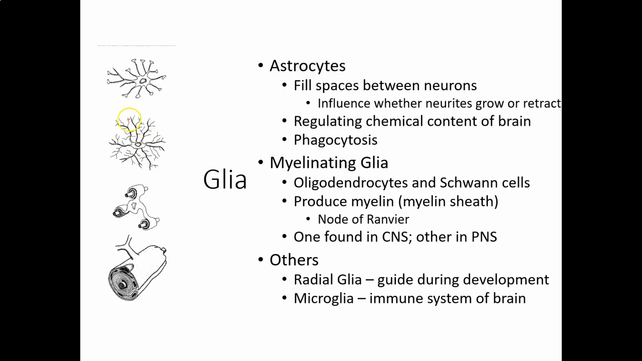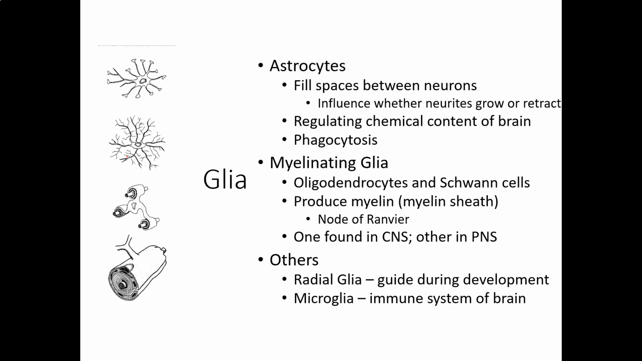Microglia, and this is a microglial cell here, serve as the immune system of the brain. They tend to attack any invading microorganisms that may be present in the brain. They also, like astrocytes, participate in phagocytosis. They are much smaller, but there's lots of them. I should mention that there are way more glial cells in the nervous system than there are neurons.